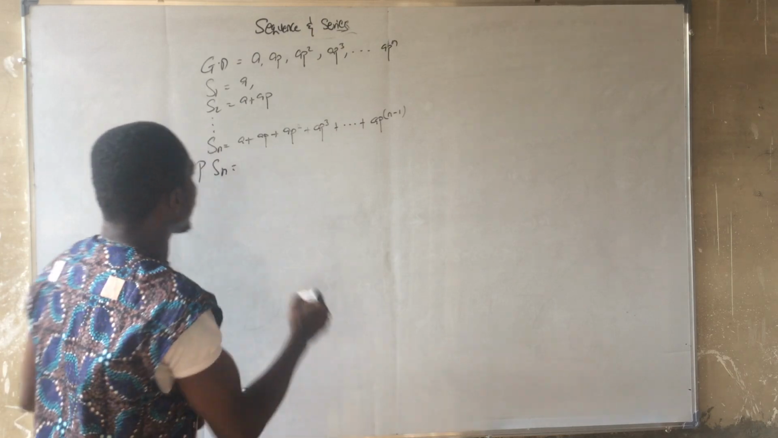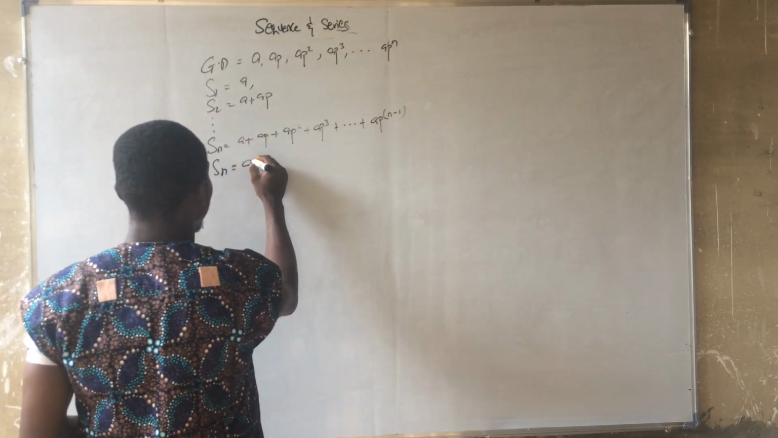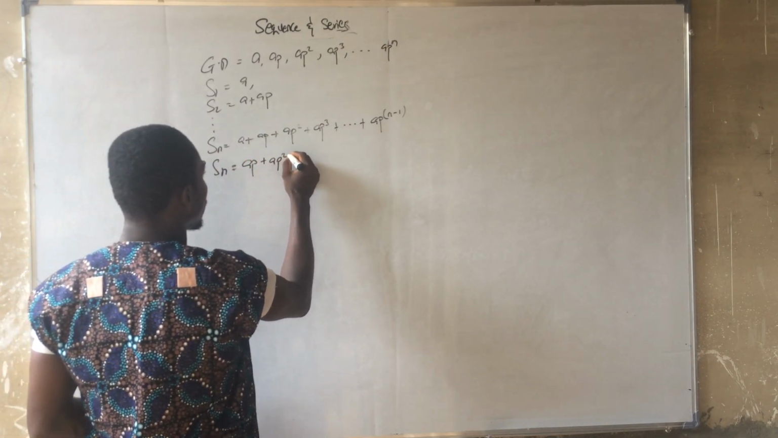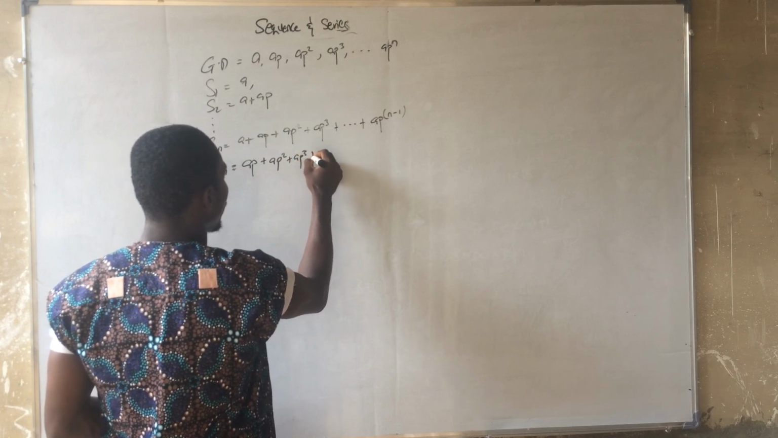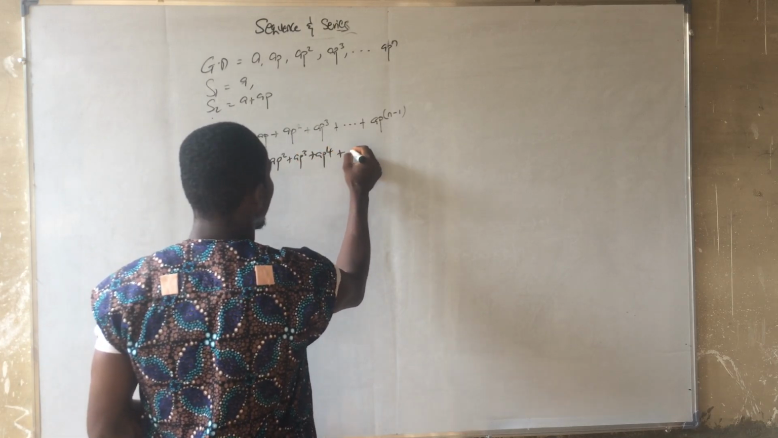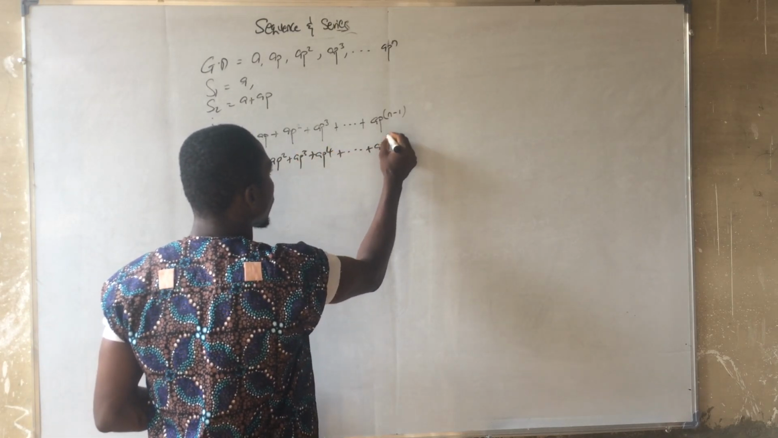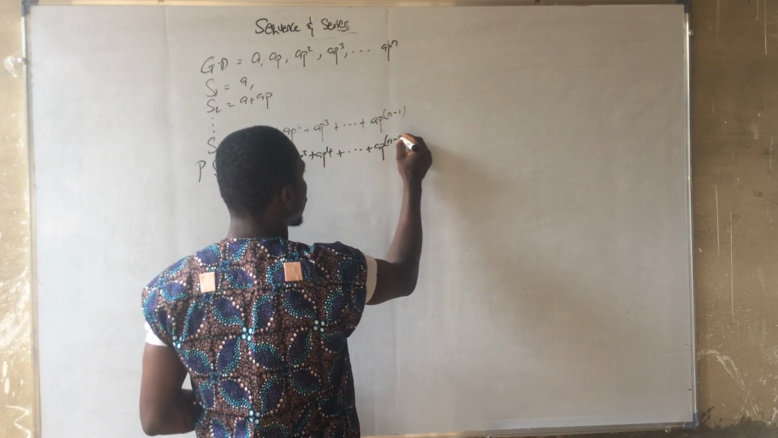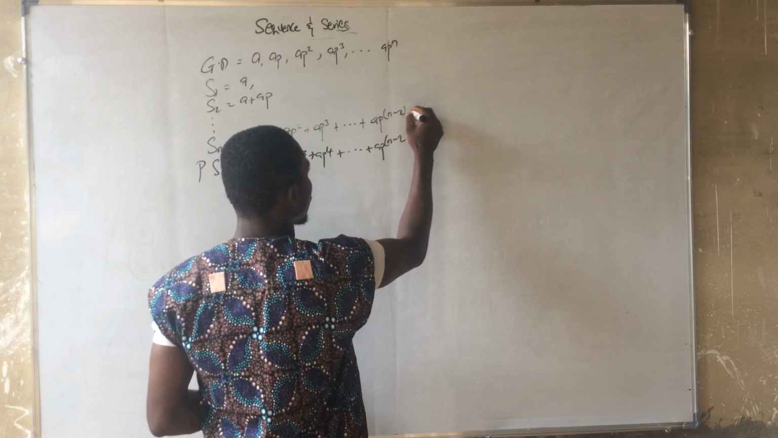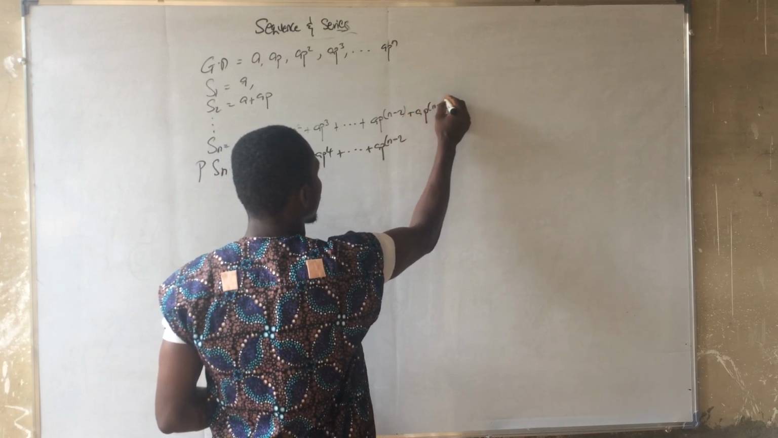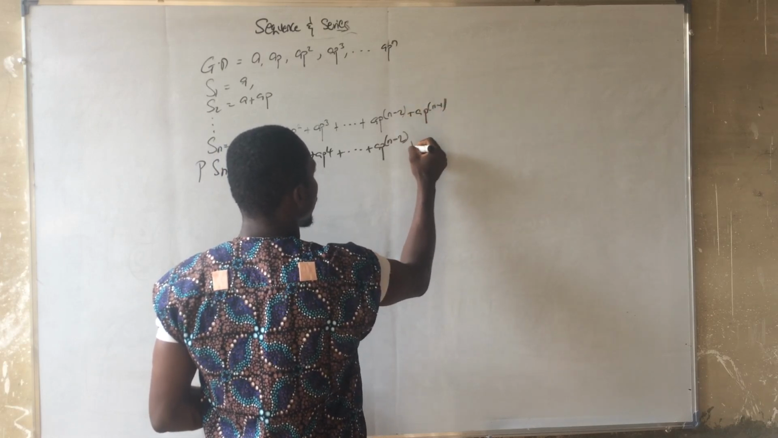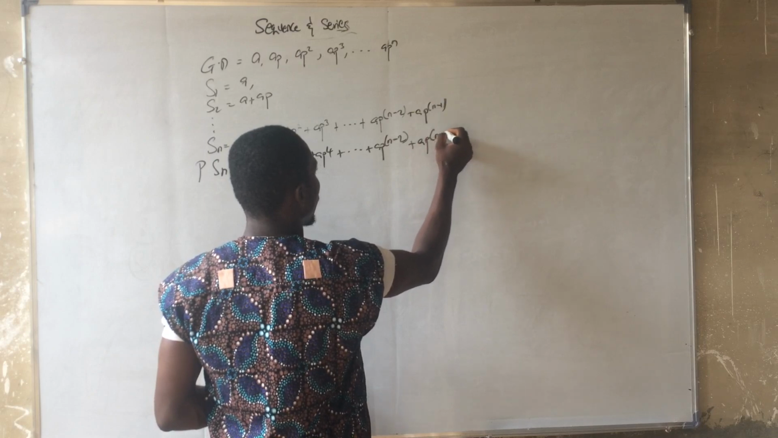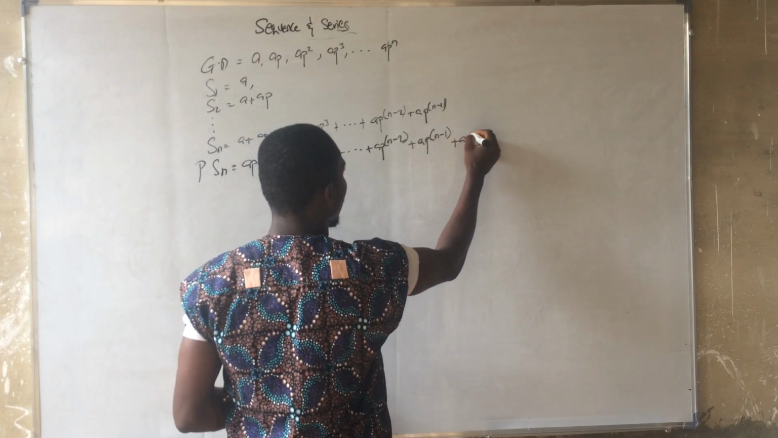Let's check what it's going to give us. I'll say AP plus AP squared plus AP cube plus AP^4 plus dot dot dot. Okay, let me start from n minus 2: plus AP^(n-2) plus AP^(n-1) plus AP^n.